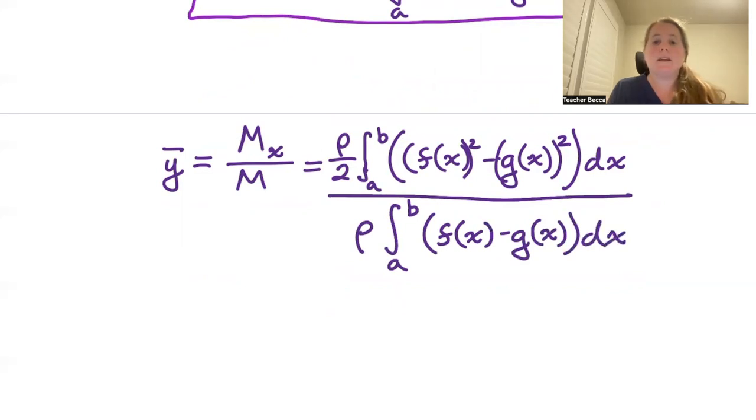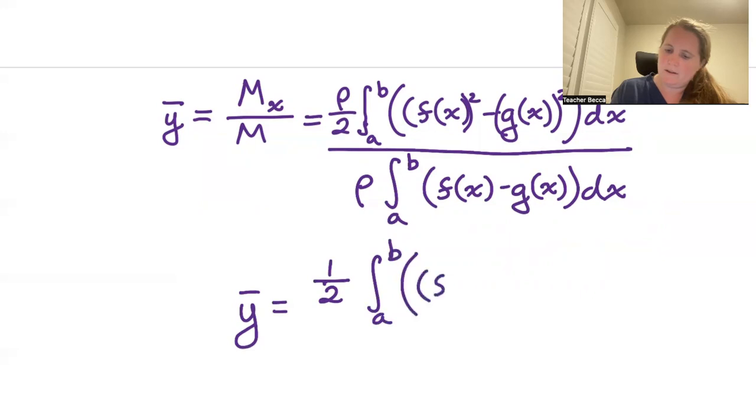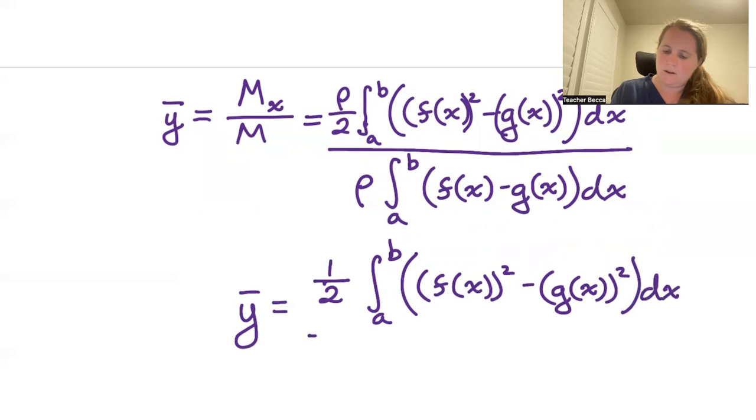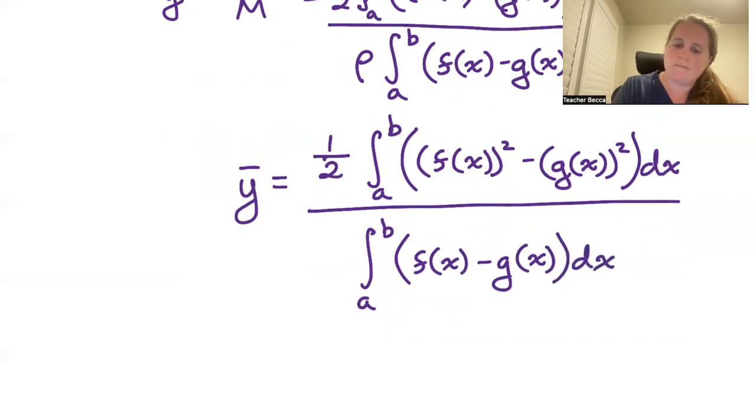dx. Once again, our rhos cancel. So we essentially wind up with y bar is equal to 1/2 times the definite integral from a to b of f of x squared minus g of x squared dx, all over the definite integral from a to b of f of x minus g of x dx. Oh, sorry, I meant to box that, not cross it out.